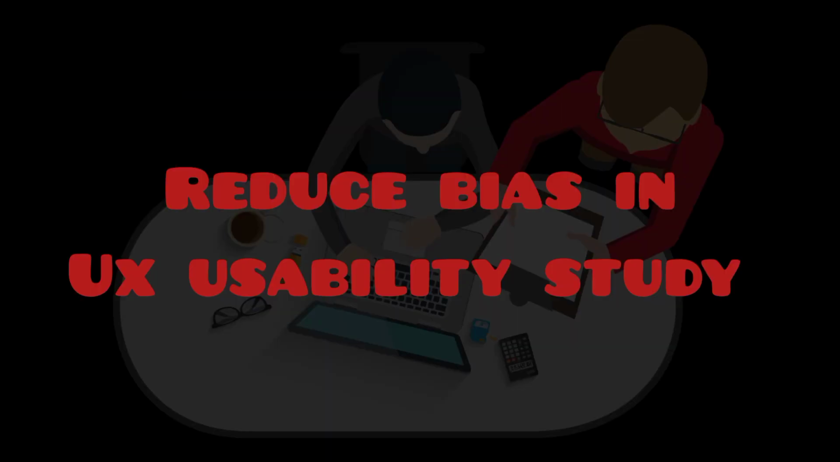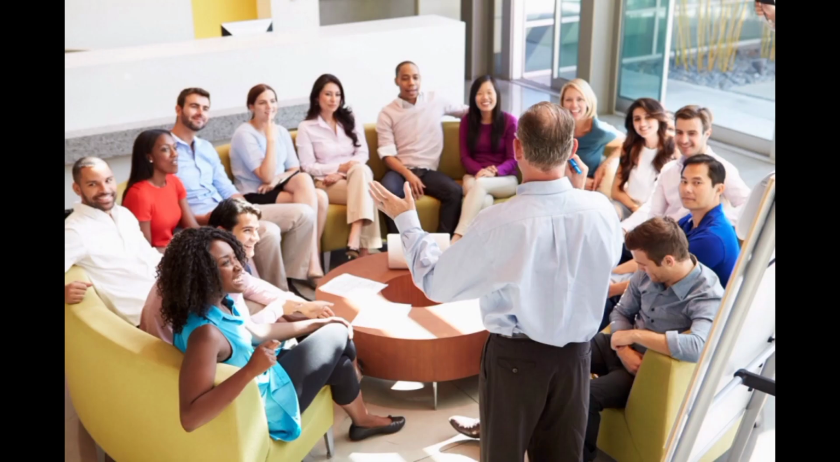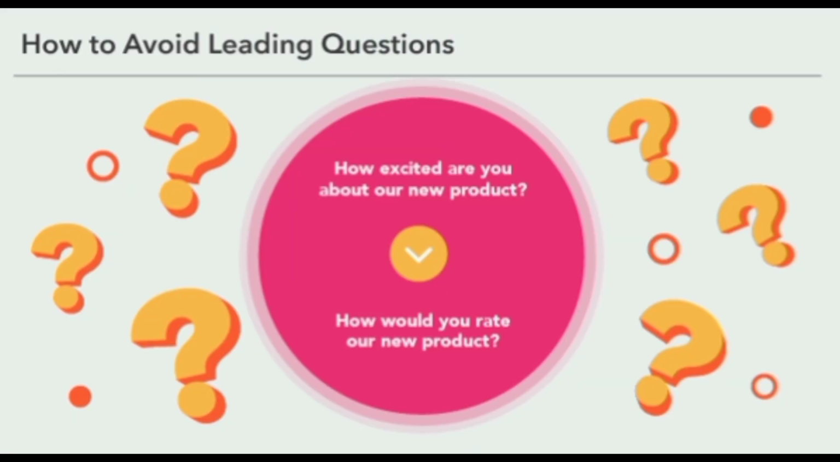So now let's see how you would reduce bias in a user experience usability study. Firstly, recruit participants with a diverse range of backgrounds such as age, gender and abilities to ensure we receive a variety of opinions. And second one is avoid asking leading questions by which we get certain answers like yes or no. Instead, ask open-ended questions by which participants can share their opinions in more detail.